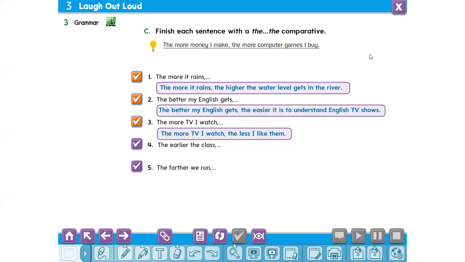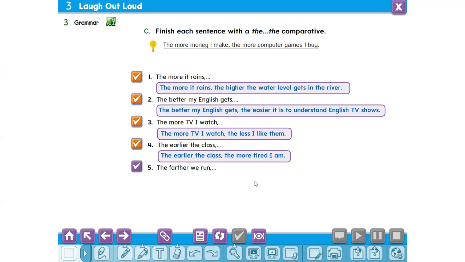Okay. Let's say the earlier the class, the more tired I am. Or the earlier the class, the earlier I finish. The earlier the class, the earlier I finish, right? When the class starts early, I'll finish early, right? Yes. So the earlier the class, the more tired I am, or the earlier the class, the earlier I finish.